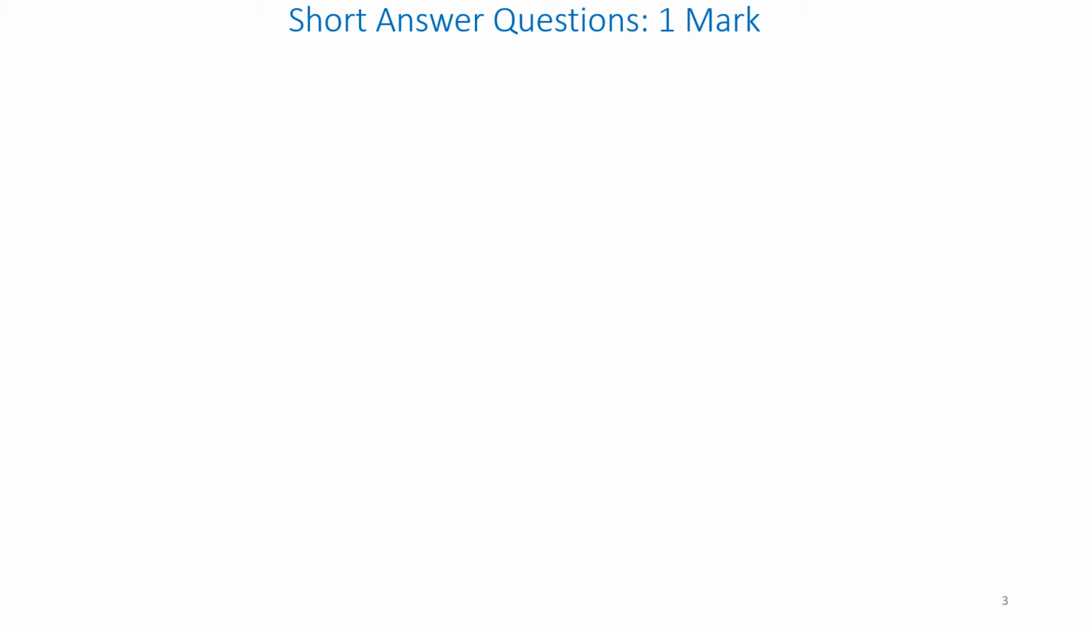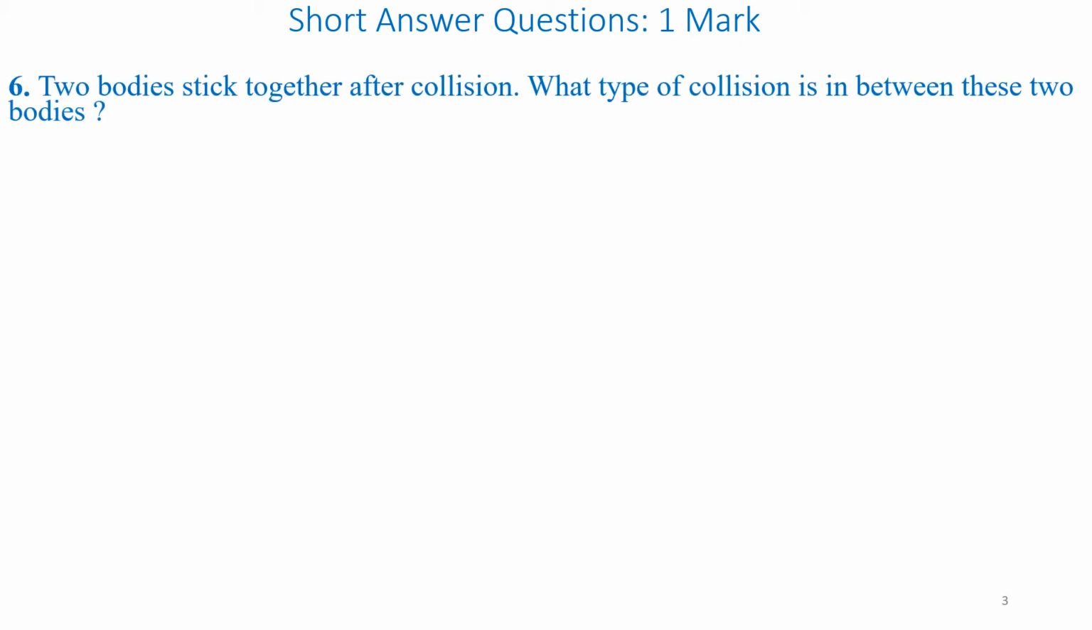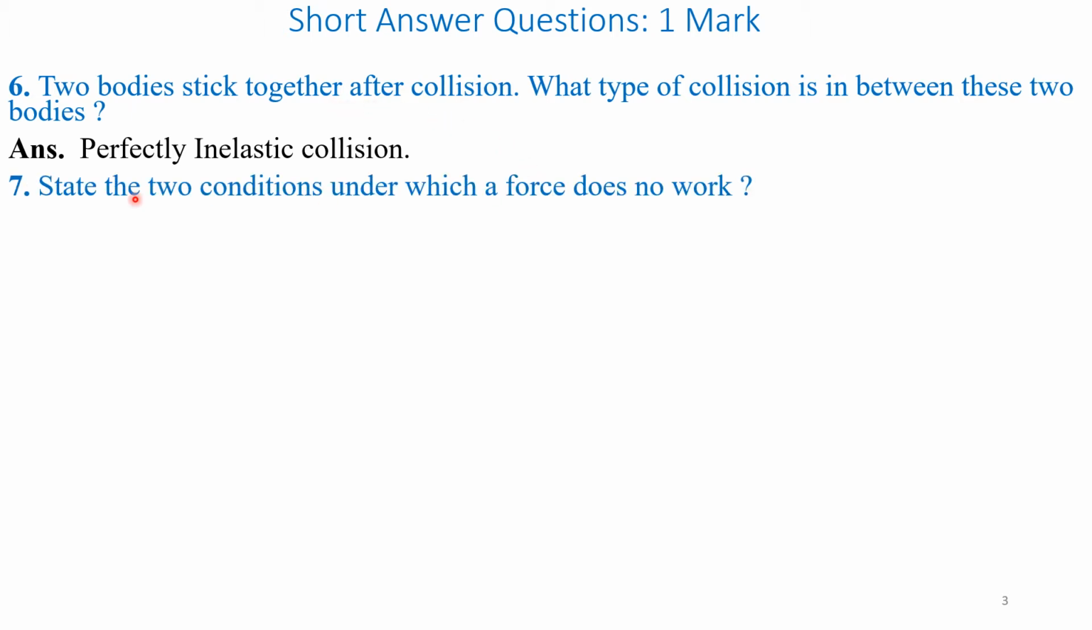Next question. We will continue with 1 mark questions. Question number 6. Two bodies stick together after collision. What type of collision is in between these two bodies? Answer. The collision between these two bodies is perfectly inelastic collision because the two bodies stick together after collision and move with the same velocity.